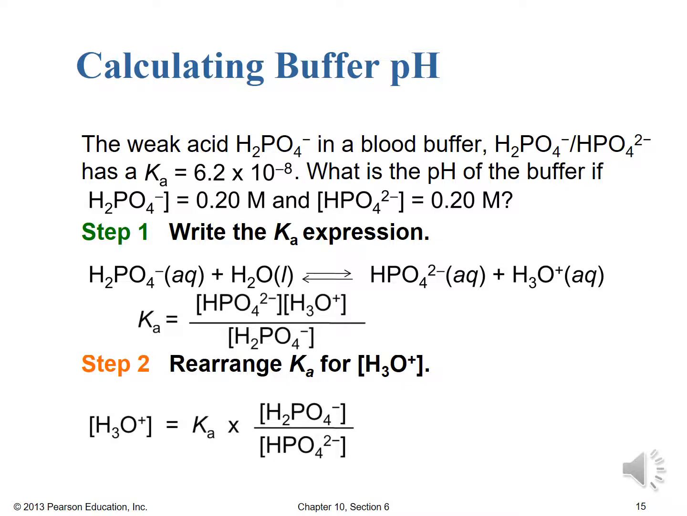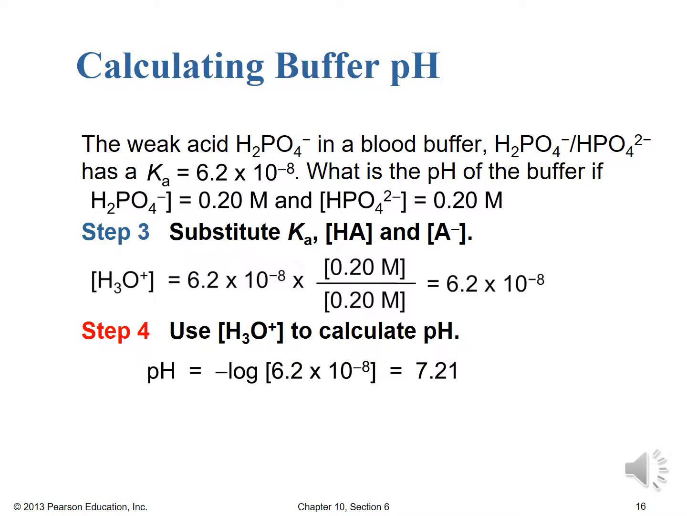Okay, so rearrange that Ka to solve for H3O plus as our second step. In our third step, we can substitute in the Ka and the HA and A minus concentrations. In this case, because they're the same, they give us 1, right? 0.20 molar divided by 0.20 molar equals 1. So really our H3O plus concentration is equal to our Ka.